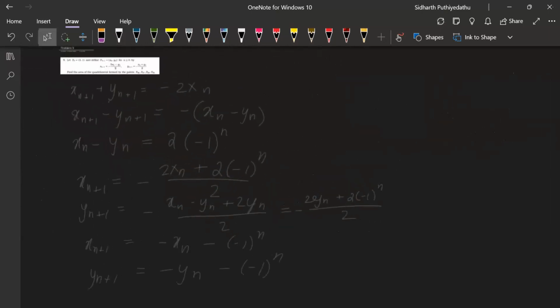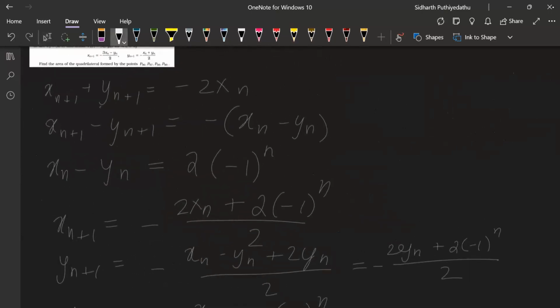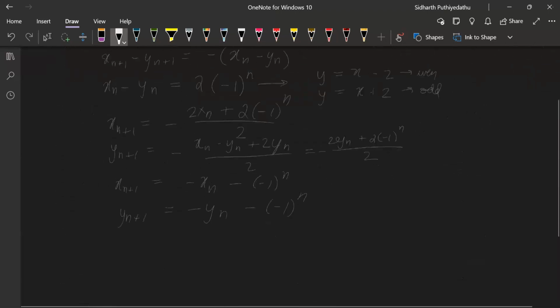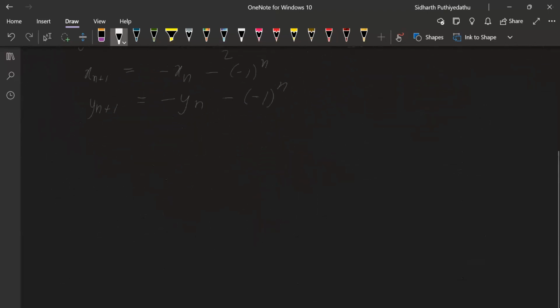Now, from here, you can do it. Just think about what they're asking us at this point. We know that all points satisfy this equation: x_n minus y_n is equal to 2 times negative 1 to the n. So in general, all points will satisfy one of two equations: either y is equal to x minus 2 or y is equal to x plus 2. One of these two equations will be satisfied by all points. In fact, the points of the first parity, as in points with even index, will satisfy the first one, and the odd points will satisfy the other. The parity doesn't really matter. And now we'll just think about what that means.